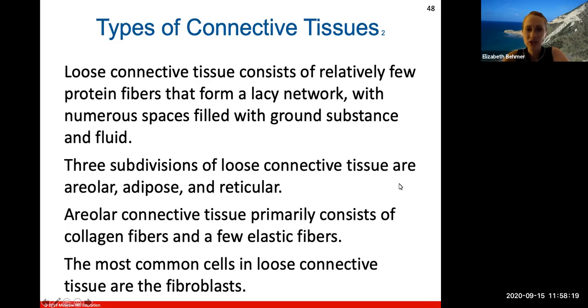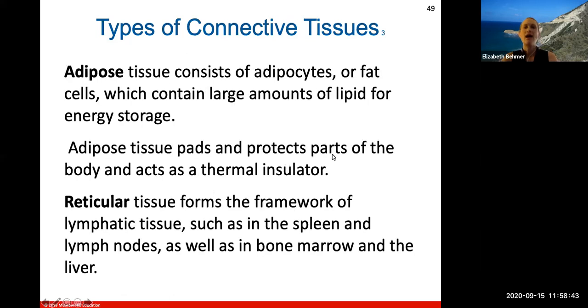Loose connective tissue consists of relatively few protein fibers that form a lacy network. There are 3 subdivisions of loose connective tissue. If you remember from lab, there's areolar, adipose, and reticular. Areolar loose connective tissue primarily consists of collagen fibers and a few elastic fibers. And I'll show you a picture of that in a little bit. Hopefully we'll get to some pictures.